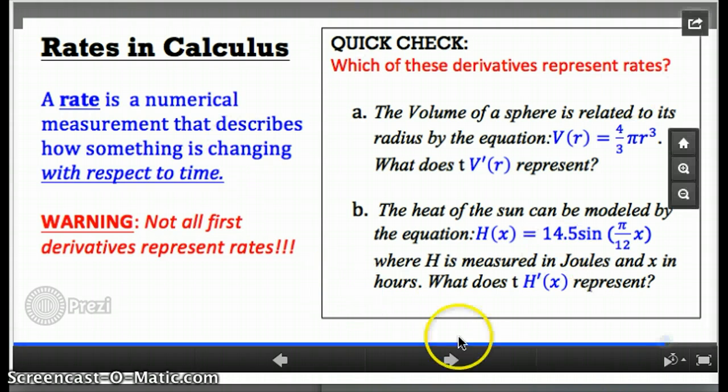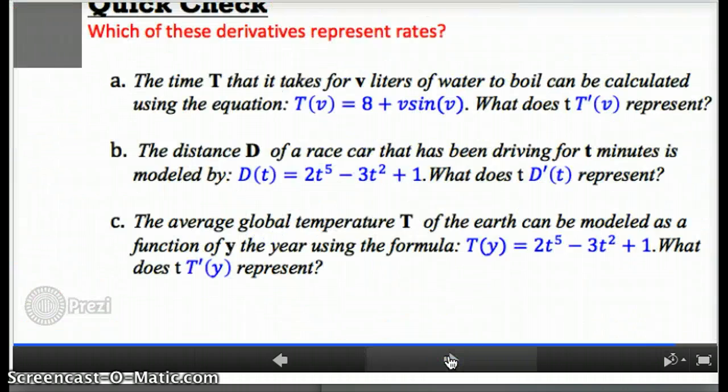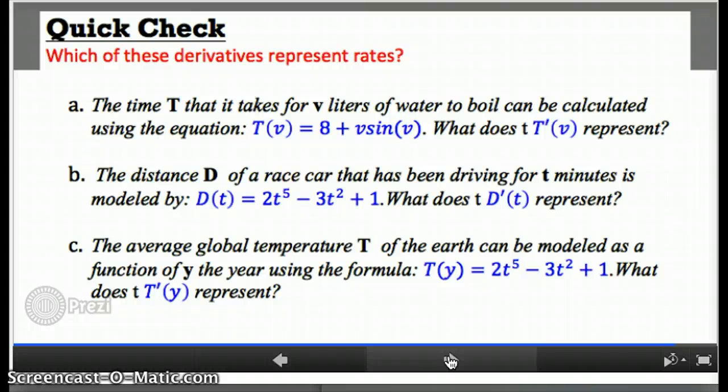This is such an important distinction that I want to do this one more time. Here are three more. Tell me which one of these represent a rate.